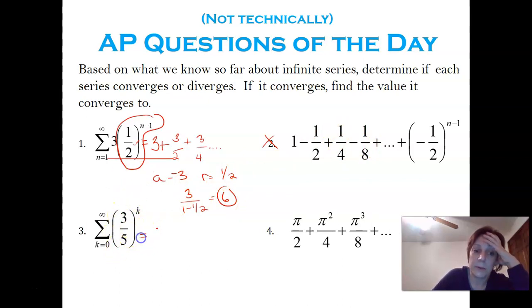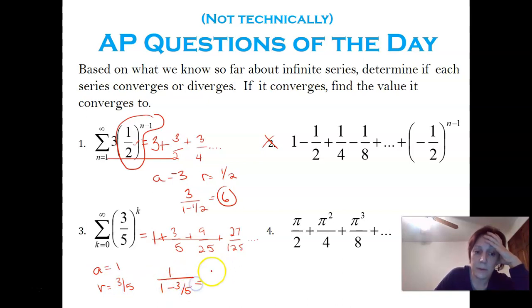Again, if we write out our first few terms, 3/5 to the 0 is 1, 3/5 to the first, 3/5 to the second power, or 9/25, 3/5 to the third power, 27/125. Again, I don't actually need to write these out to know this is geometric. My first term is 1. My common ratio is 3/5. So it's going to converge, and it's going to converge to 1 over 1 minus 3/5, so 5 over 2, right? 1 over 2/5 or 5/2.